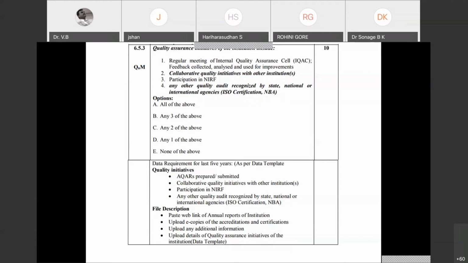In case you are partnering with other institutions to carry out, for example, an academic and administrative audit, or collaborating with any other university or institution to do a joint exercise, then that can be brought here under collaborative quality initiatives. So for the supporting data, if you are an already NAAC accredited institute, then the first point is applicable to you. That is the annual quality assurance report, AQAR, which has been prepared and submitted.